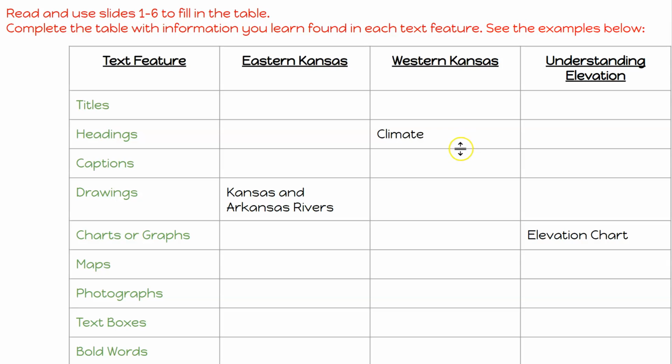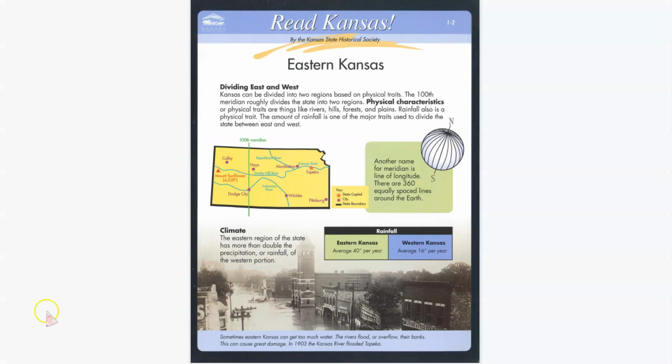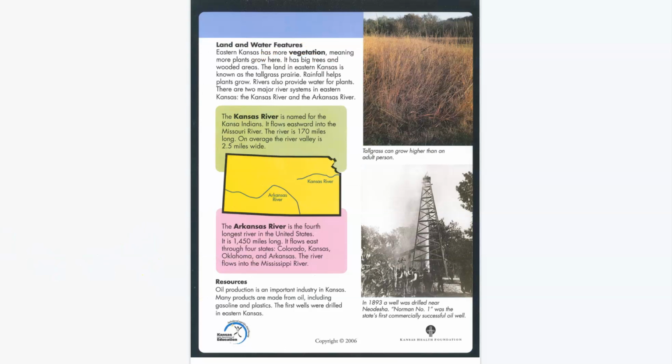So your job on Seesaw is to complete your table using your 3 articles. So friends, take a look at these articles with me, and you will be able to have these on Seesaw as well to refer to. As I look at this one, the title is called Eastern Kansas. Now friends, look, here's another heading that I found. I know that this paragraph below will be talking about climate. So my job is to continue looking at this article. There's a front and a back that are both about eastern Kansas, and I am looking for as many text features as I can find.